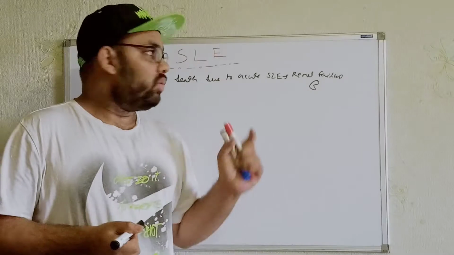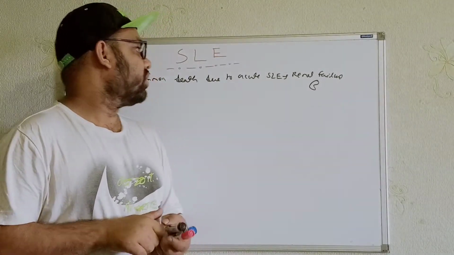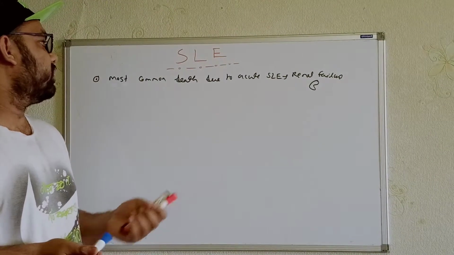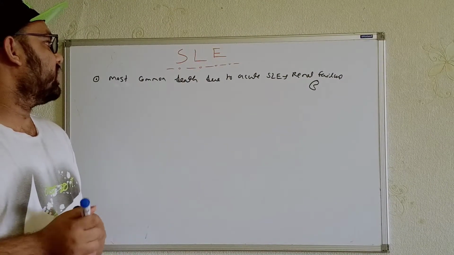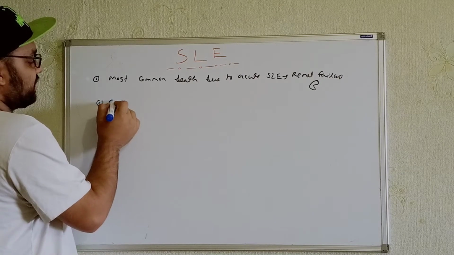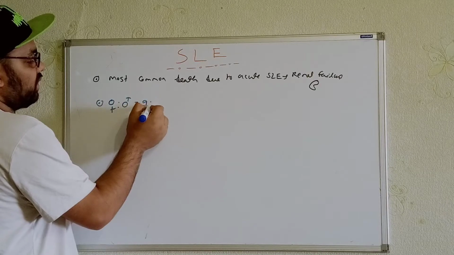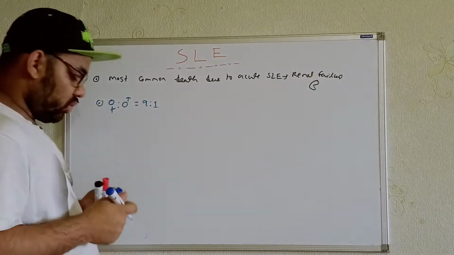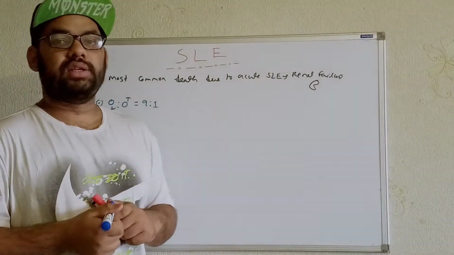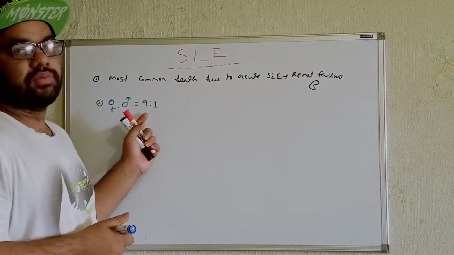Now we will see SLE in the case of females. The most common symptoms we can see in females. SLE can be seen more in females. If you compare the ratio of male and female, we get around 9:1. Now why do we see this type of dissimilarity, why do we see this type of ratio in females?